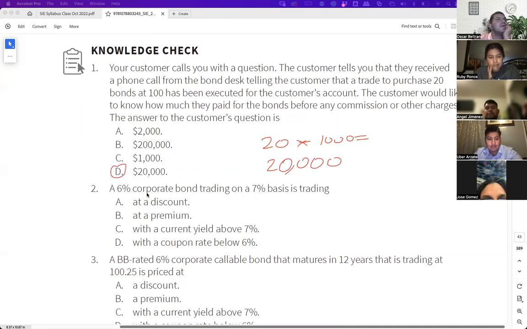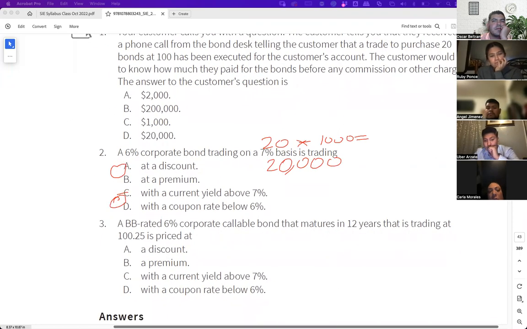There you go. All right, a 6% corporate bond trading on a 7% basis is trading at a: discount. Inverse relationship. You sure? Yes. A 6% corporate bond trading on a 7% basis is trading at a discount, because when one goes up, the other one goes down. So discount. All right, perfect. This one, let me go down a little bit more. Let me clear this out.